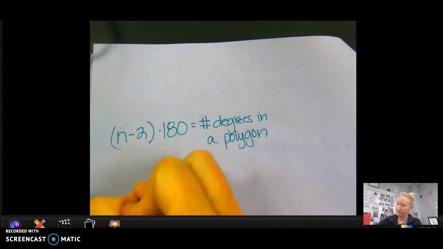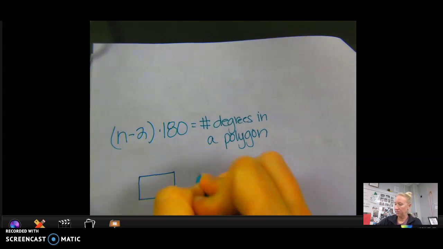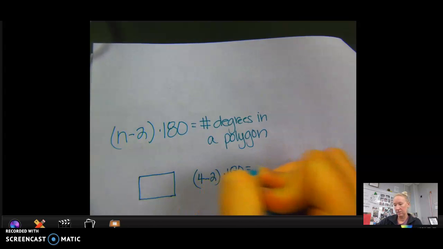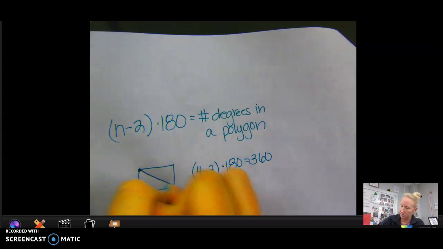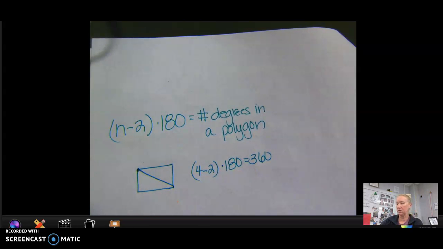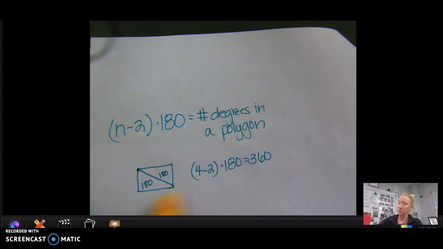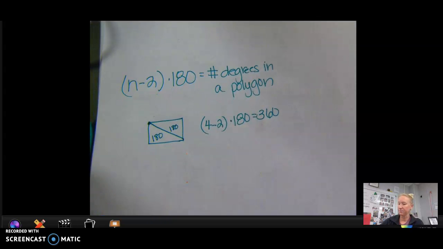So, for instance, let's start with a 4-sided figure. That would be 4 minus 2, which would be 2, times 180, which equals 360. The reason this works is that if you choose one corner of this polygon and you make a diagonal, as many diagonals as it would make, in this case only one, it splits it into triangles, and there's 180 degrees in a triangle. So that's really what you're doing on this formula, finding how many triangles are in the figure and multiplying each of those triangles by 180 because they're 180 degrees.